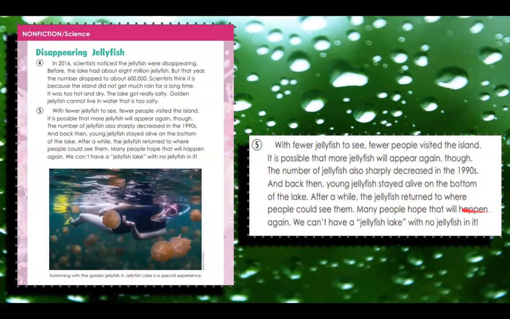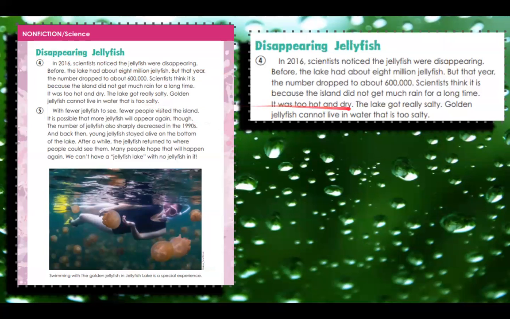All right, so again, all of this portion here still falls under disappearing jellyfish. And there's a lot of cause and effect things going on in the story. One of the things is there's these fewer jellyfish. What caused these fewer jellyfish? So the effect is that we're having fewer jellyfish. The cause, or the reason why this is happening, is because the water had become too salty, right? And why did the water become too salty? It became too salty because they did not have much rain for a long time. And so that is one of the reasons.